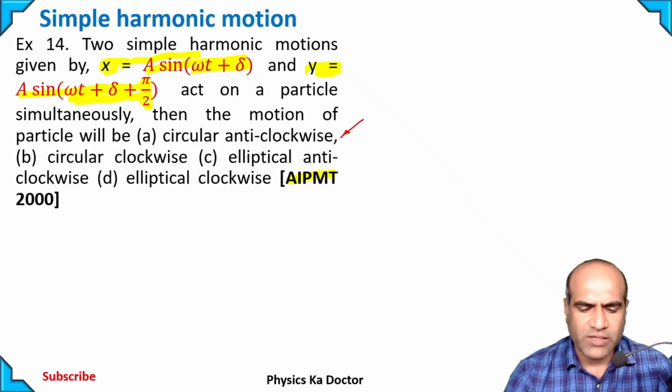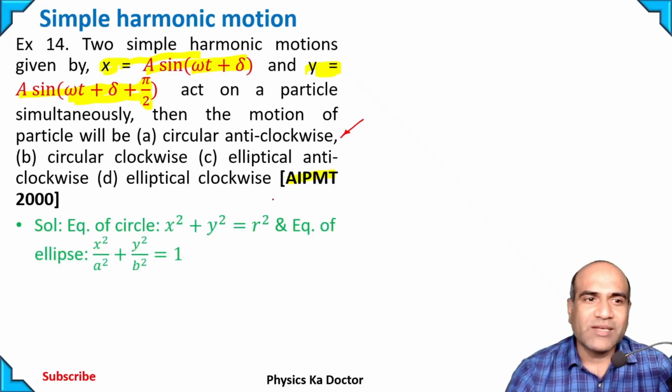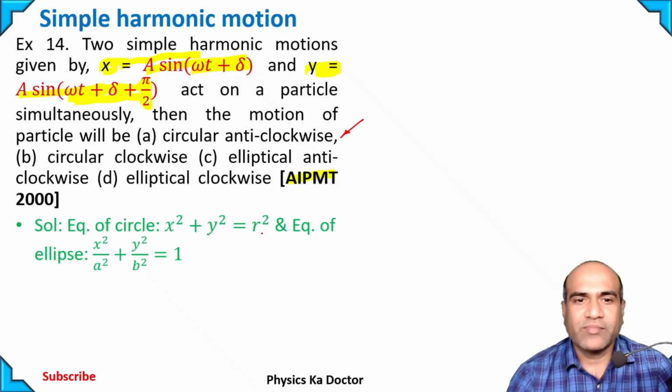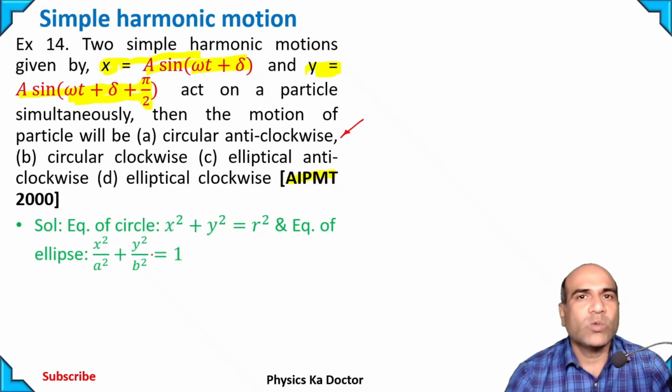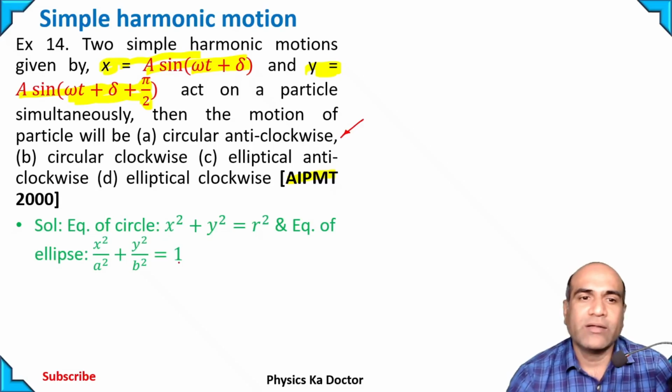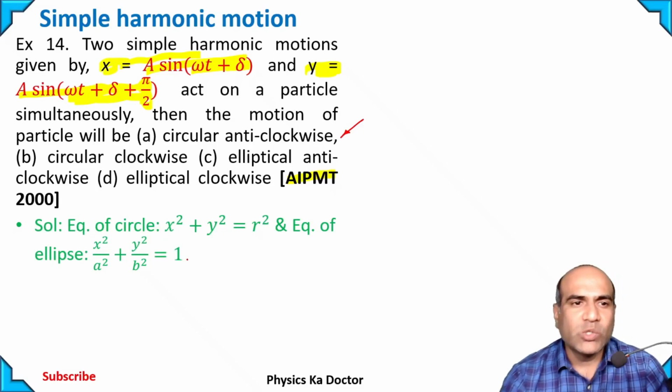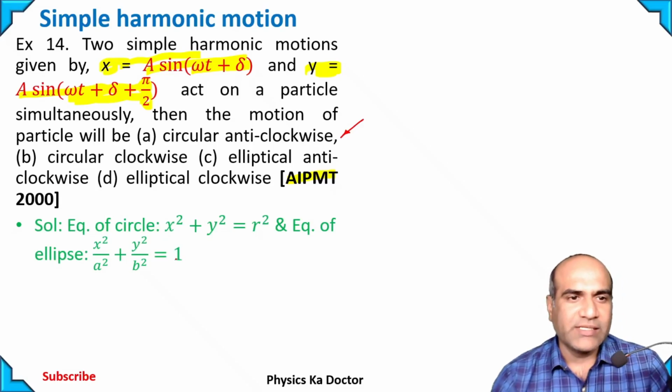What is the equation of a circle? It is x square plus y square equal to r square. And the equation of an ellipse is x square by a square plus y square by b square equal to 1. Right? These are the two equations. One is a circle and the second is an ellipse.